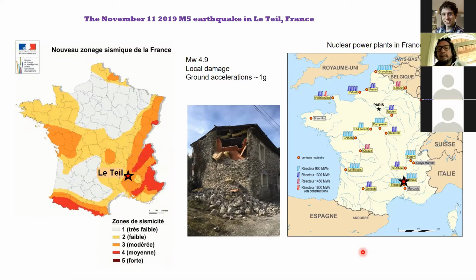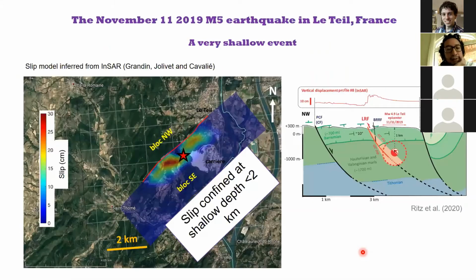The other very important feature of the earthquake is that it has a very shallow source. In this map, we show the surface trace. There was a surface rupture that was observed in the field. That's the red curve here. The fault is dipping towards the southeast. And this is one rendering of the surface projection of the fault.